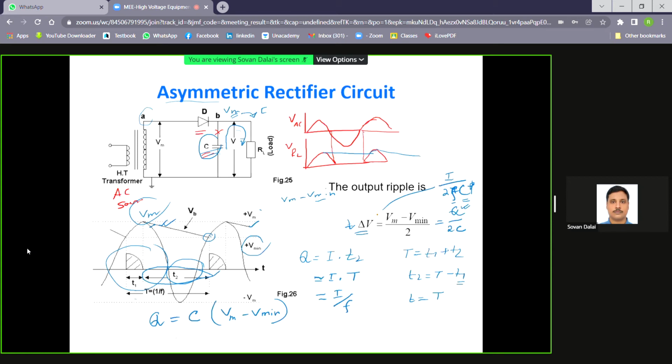But there is a serious problem associated with the circuit. Up to these discussions, if you have any doubt, ask. Yes sir, what does Vb denote here?